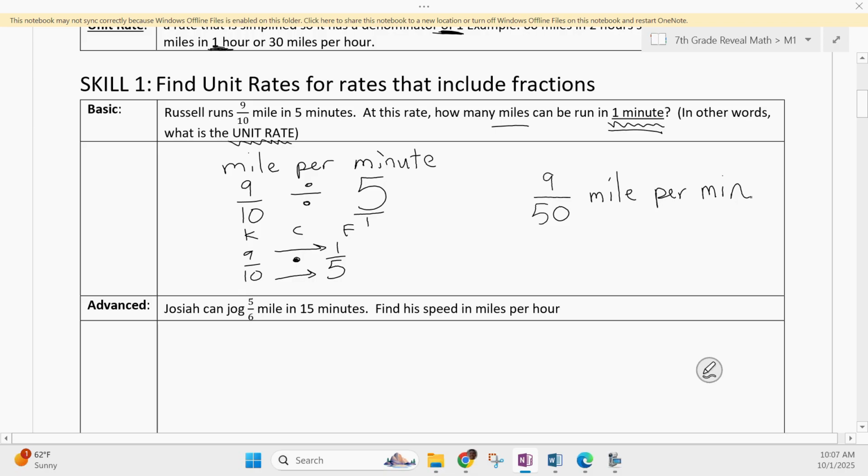So that makes sense. In 1 minute, that's not a long time, right? He's running. He's not going to go a ton of miles, right? 9/50 sounds right. A little piece of a mile in 1 minute. Okay, so how do we find that unit rate? We're just going to divide, and if we have fractions involved, we'll divide and use our keep change flip to change it to multiplication, simplify.